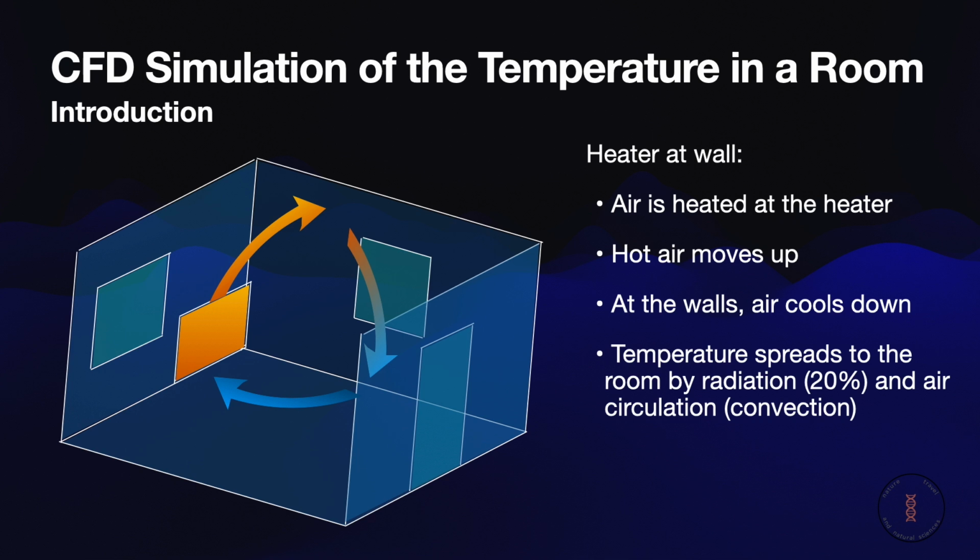The simulation was performed in a room measuring 4.0 by 4.0 meters, with a ceiling height of 2.8 meters. The model includes two windows and one door. In the first scenario, the heating element is positioned as a wall-mounted unit opposite the door.